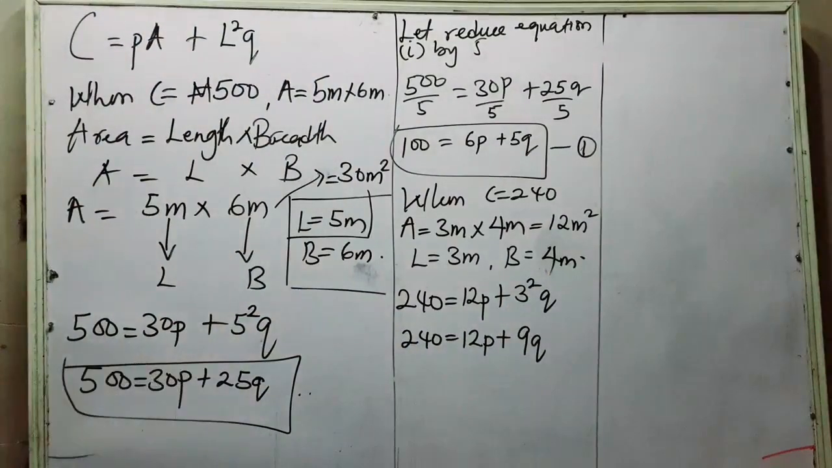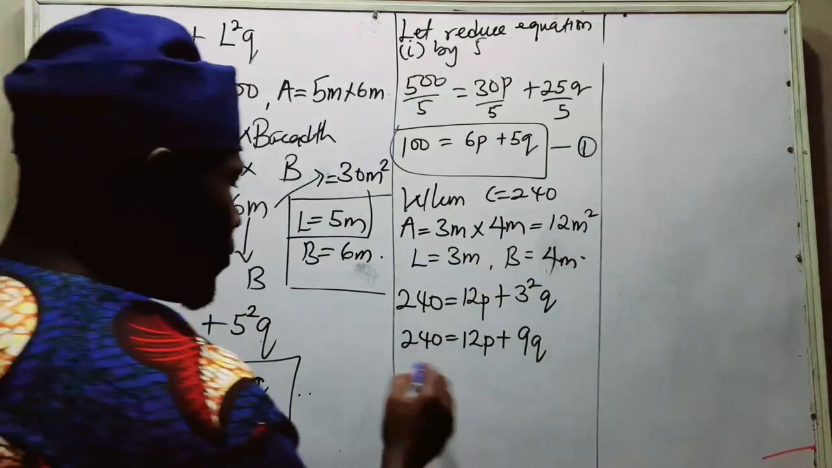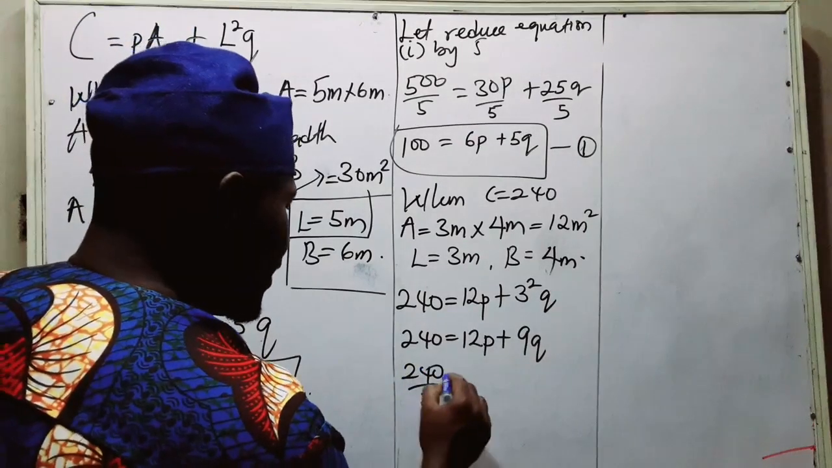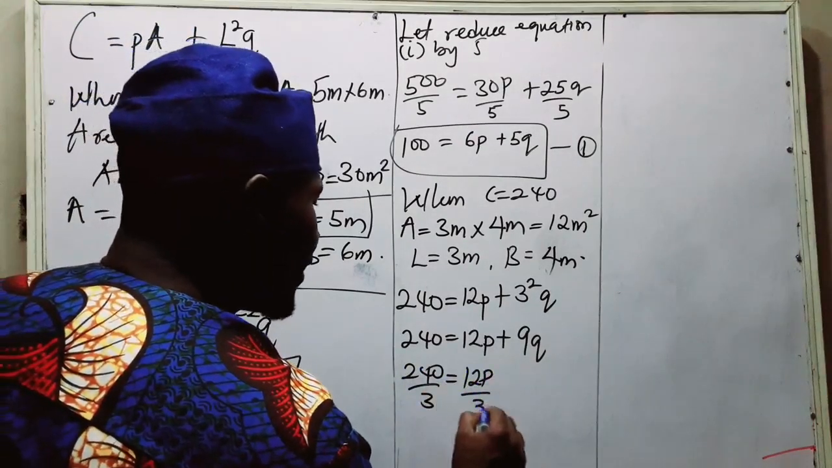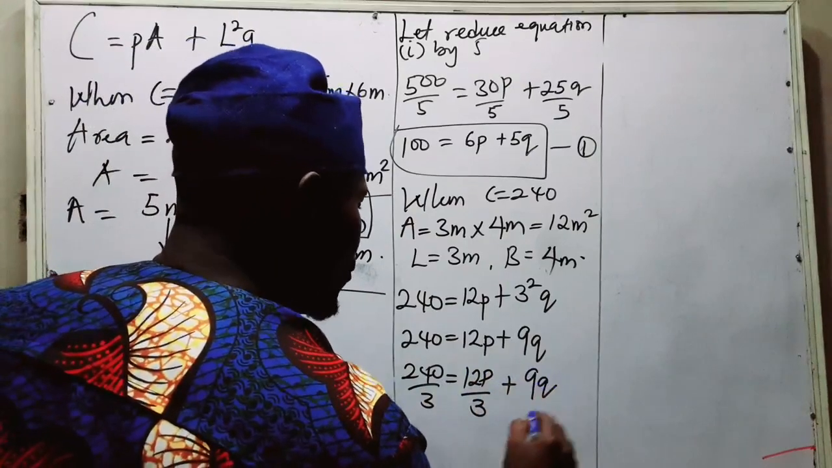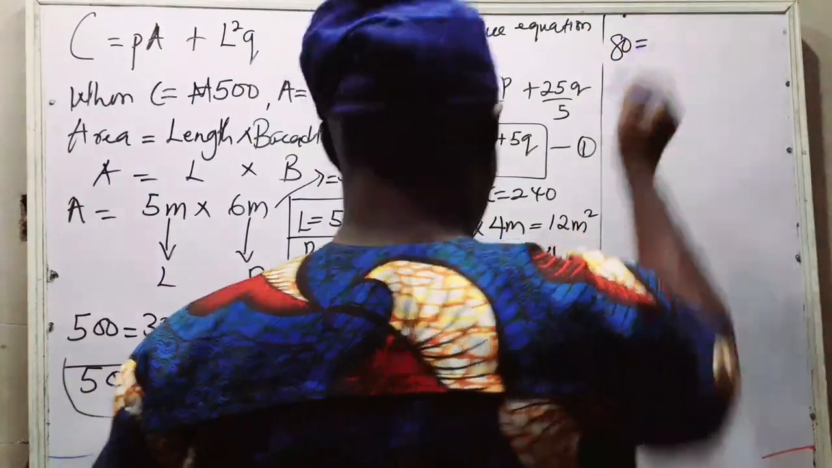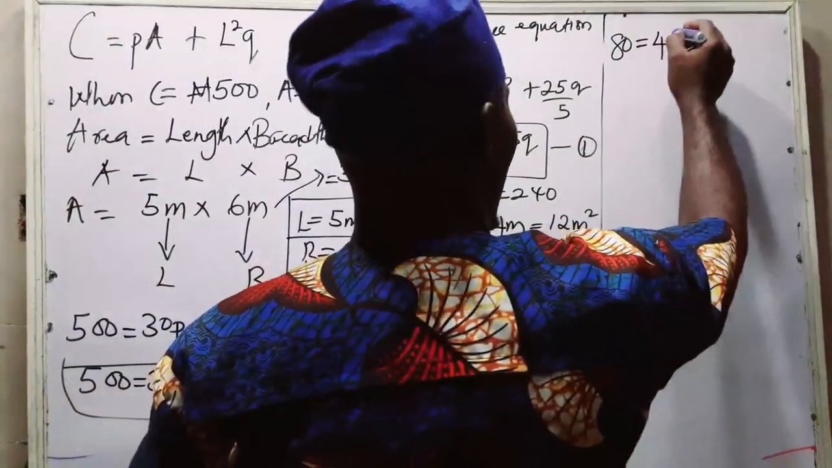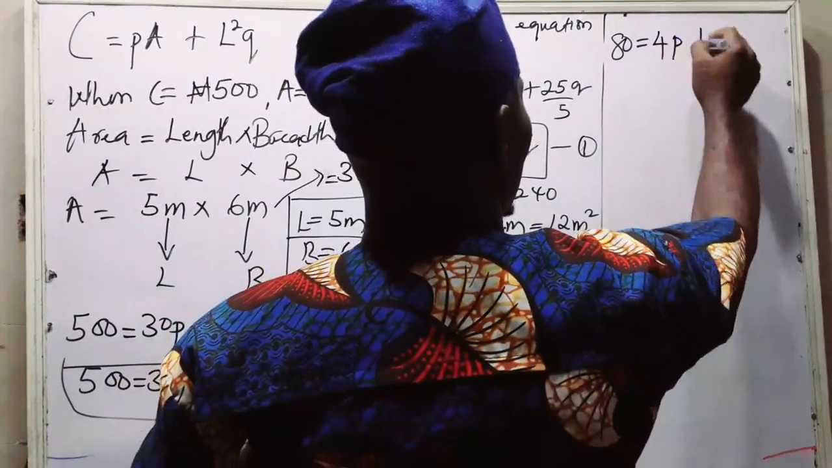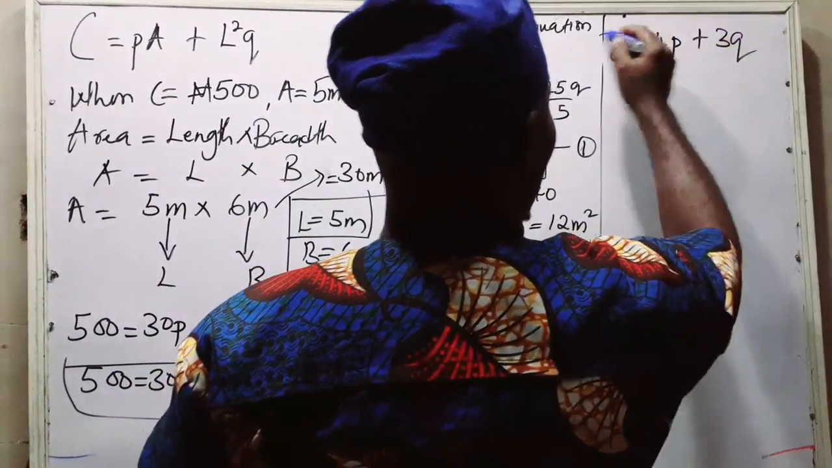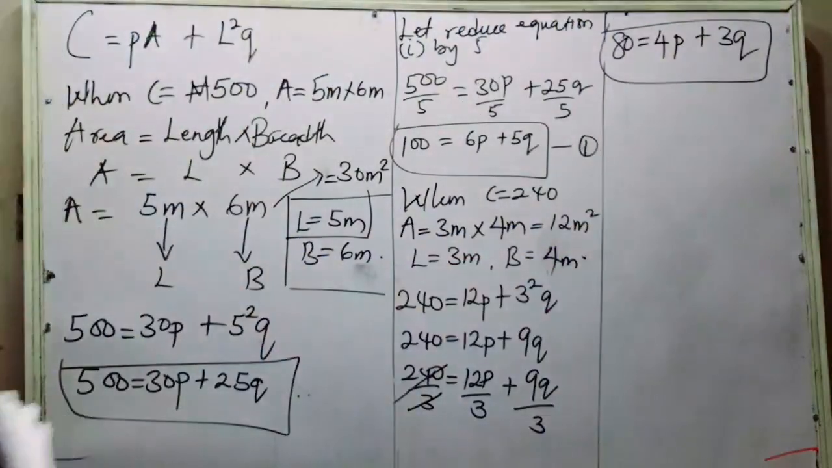At this point, we can see that 3 can go into all the terms. So let's reduce by 3. In reducing by 3, we have 240 divided by 3 is equal to 12p divided by 3 plus 9q divided by 3. So we have 80 is equal to 4p plus 3q. This is equation 2.